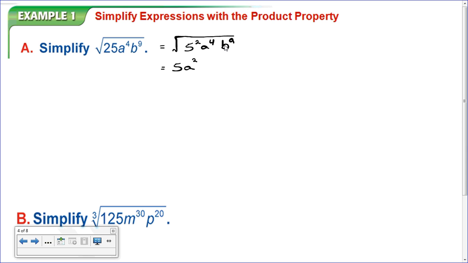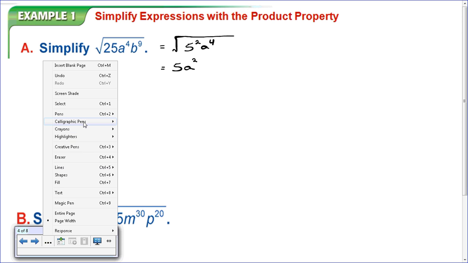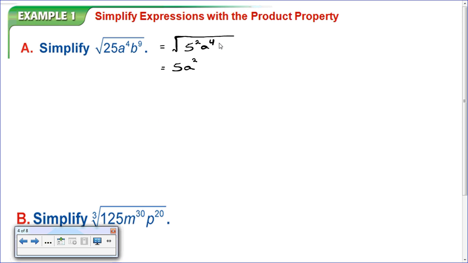Now the square root of b to the 9th. Well, we can't do that, but we could do the square root of b to the 8th. So what I want to do is think of that b to the 9th as being b to the 8th times b. So when I do that, now I can do the square root of b to the 8th, which is b to the 4th. And what I'm left with, I've taken care of that, I've taken care of that, I've taken care of that. I'm left with a b inside the radical, so that's going to be part of my answer. So simplified, the square root of 25a to the 4th b to the 9th is 5a squared b to the 4th square root of b.